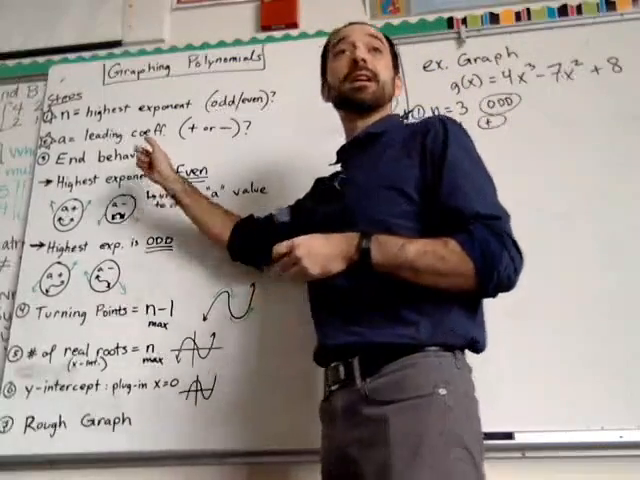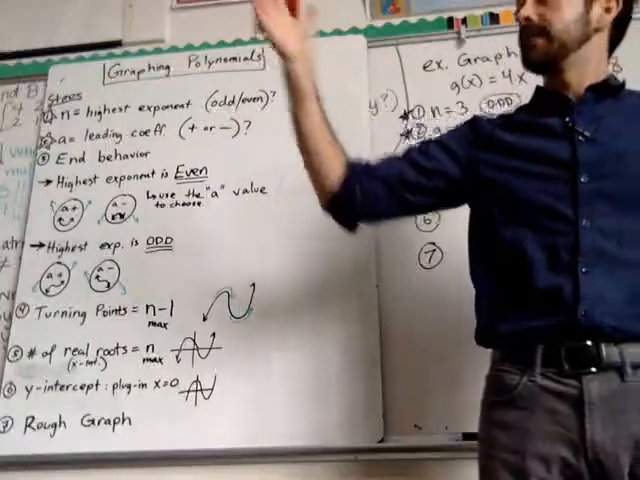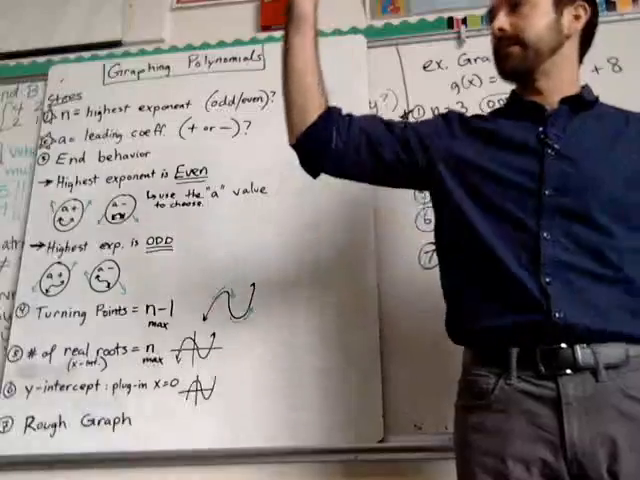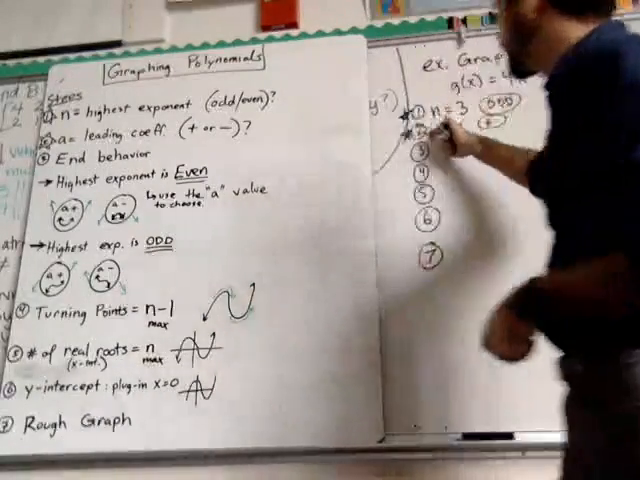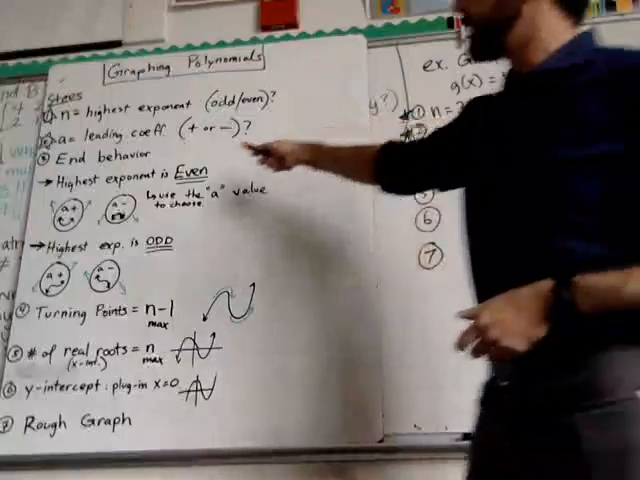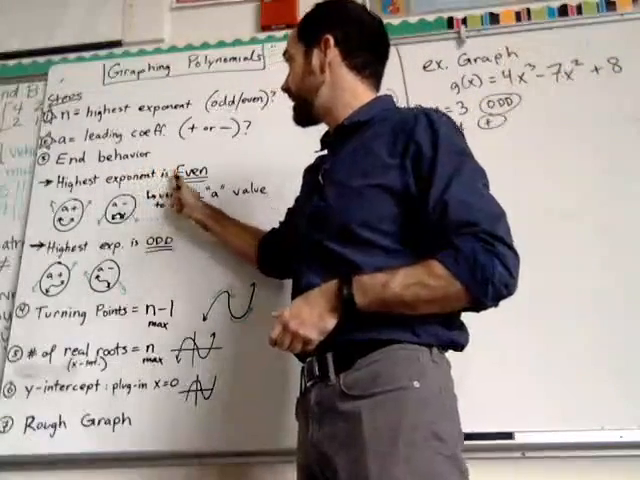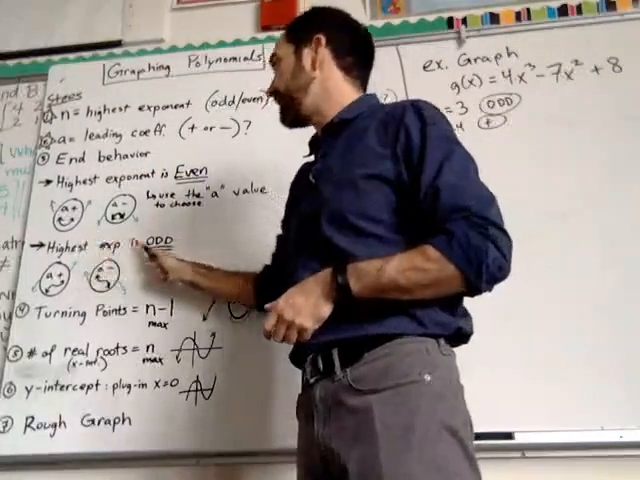End behavior is talking about what happens on the outsides. As you go each way in the graph, what happens? Is it going up? Is it going down? Okay, we have different options, and our 1 and 2 steps tell us what's going to happen. In end behavior, the highest exponent is even, or the highest exponent is odd. Which one was it?